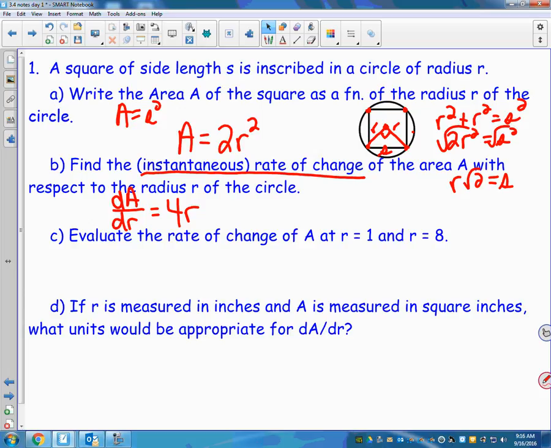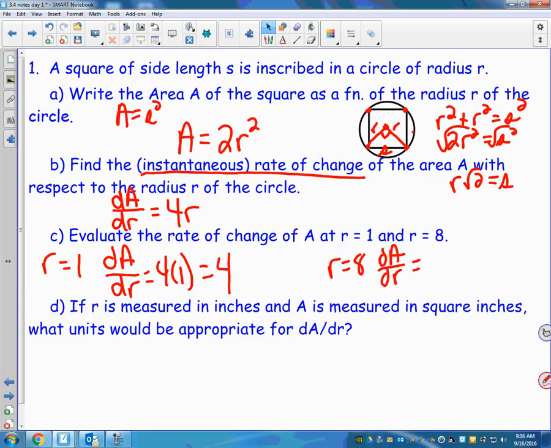It says evaluate the rate of change of A at r equals 1 and r equals 8. Rate of change means derivative. We've got the derivative. So at r equals 1, the rate of change of the area would be 4 times 1, or just 4. And at r equals 8, the rate of change would be 4 times 8, which is 32.